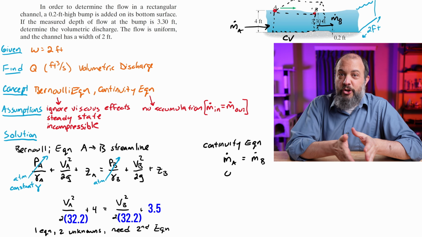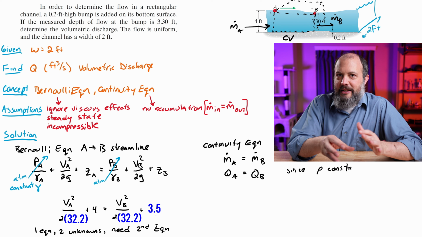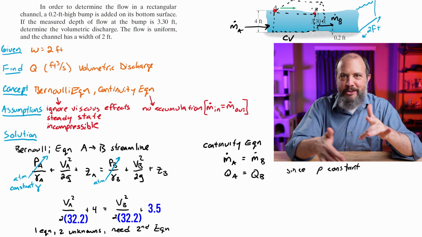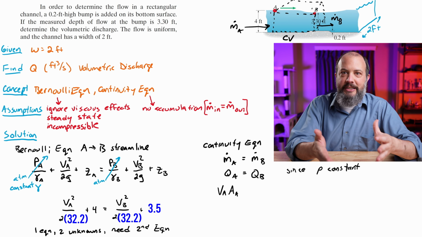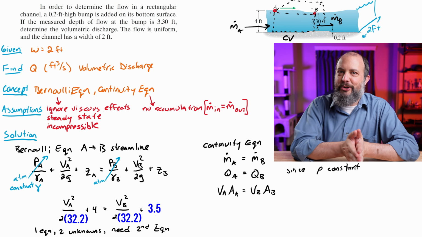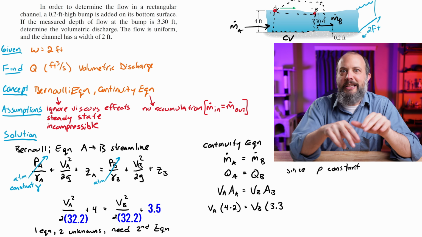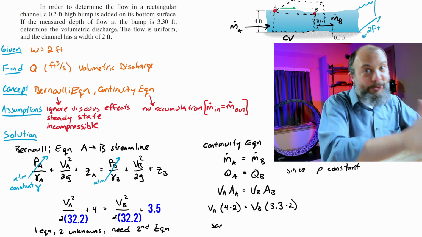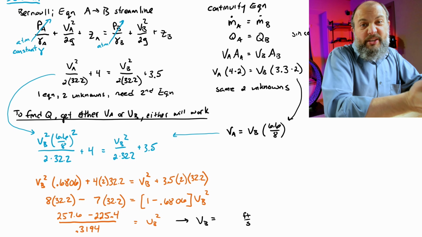Mass flow rate is rho A V, density times area times velocity, but since it's the same water at the same temperature at both points, density for this problem will be constant. So I can really just say that Q_A equals Q_B, that the volumetric flow rates are equal to each other. And so velocity times area equals velocity times area. So now two equations, same two unknowns, and now it's just algebra. You can solve for V_A or V_B, whichever one.